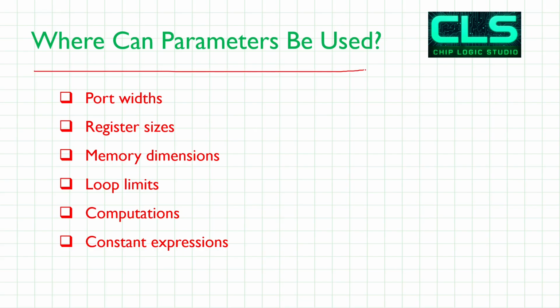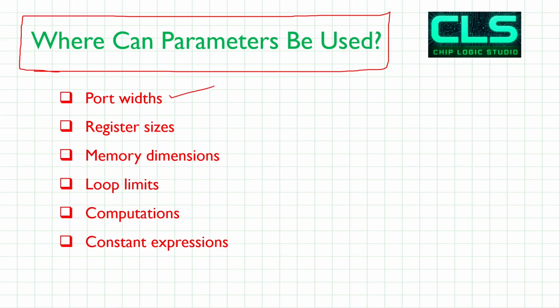So where can the parameter be used? First we will answer this question, then we will change the value of the parameter. Port width: the previous example is where we used port width. Register size: as I said, in the second example it is a module, and inside that, if you want any array, you can change the parameter.